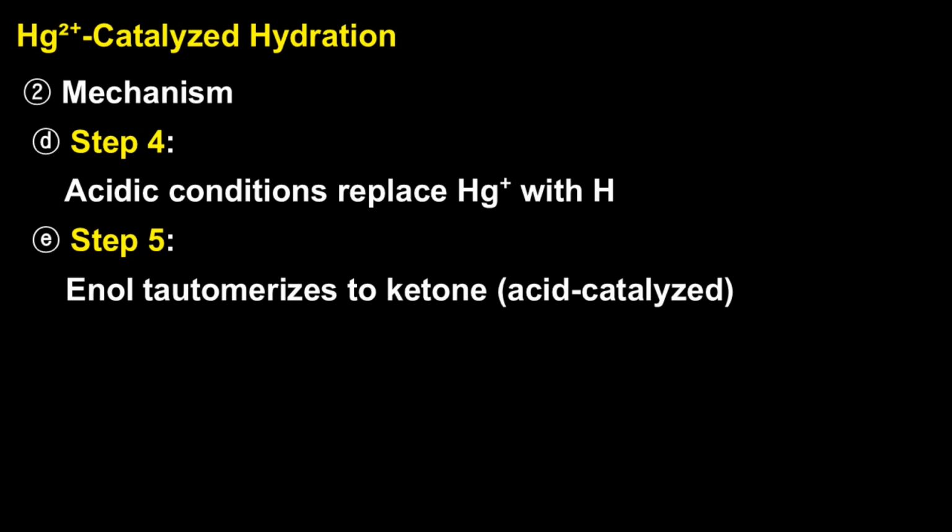And finally, we've got step 5, tautomerization. This is where the enol rearranges to form the final product. The double bond shifts over, the OH turns into a carbonyl group, and the hydrogen moves to the carbon next door, converting the enol into a stable ketone. So that's the whole mechanism. 5 simple steps that take us from an alkyne all the way to a ketone.